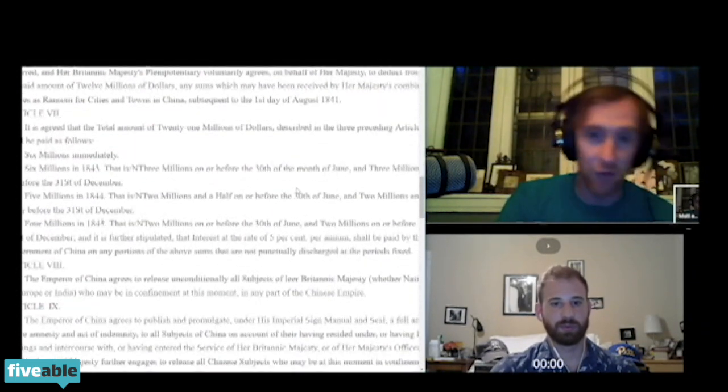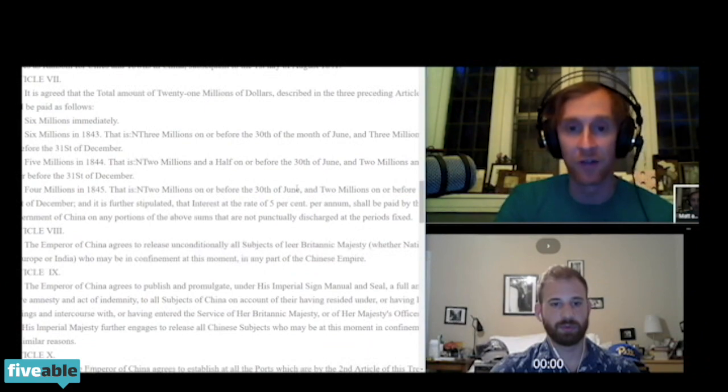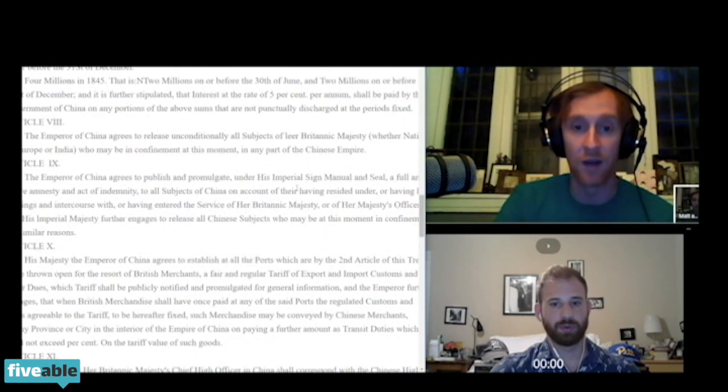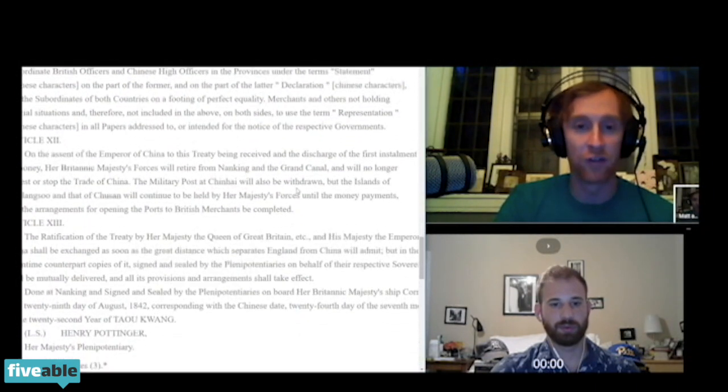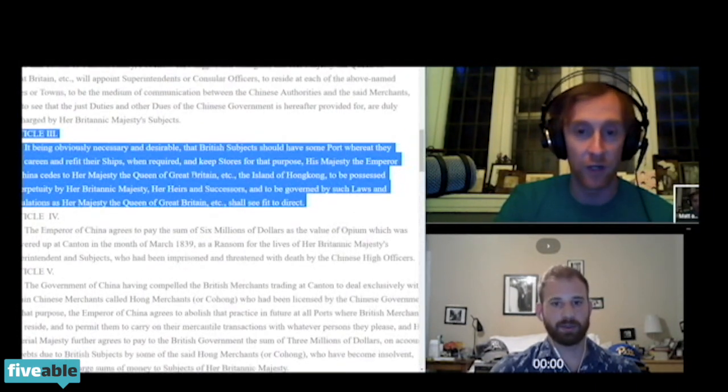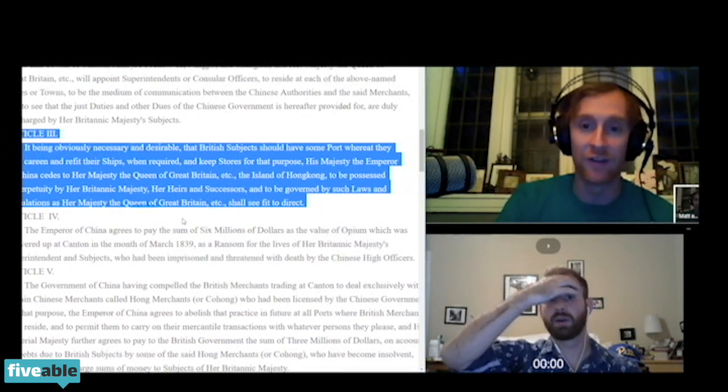The cession of Hong Kong to Great Britain, again, obviously so important. That'll become, again, its own basically a location for the British to continue to dominate trade and dominate the coast militarily, paying all these indemnities.